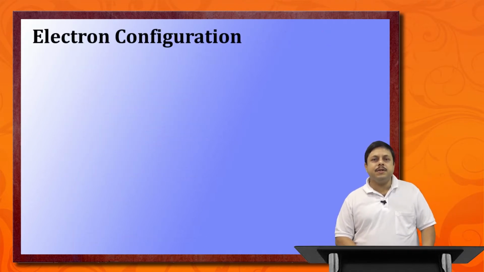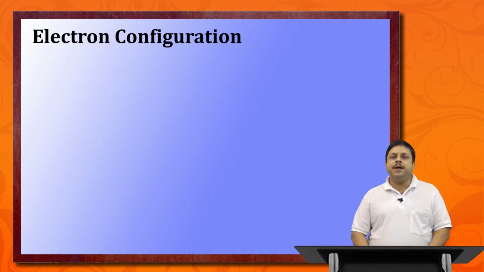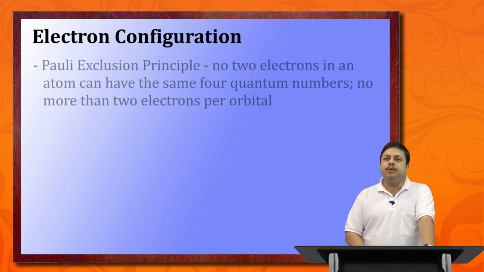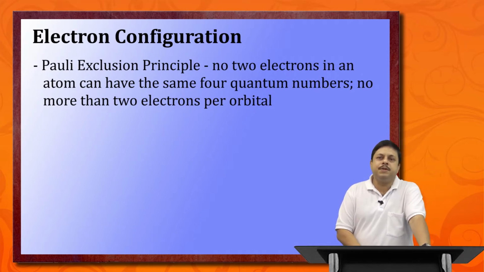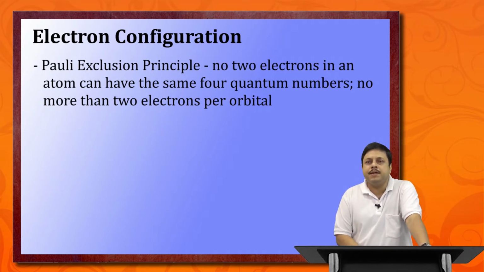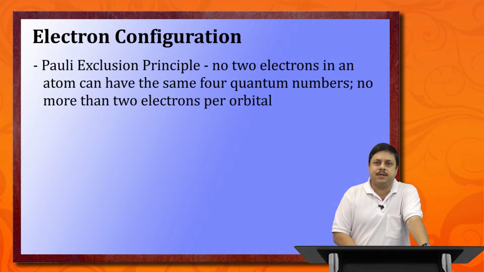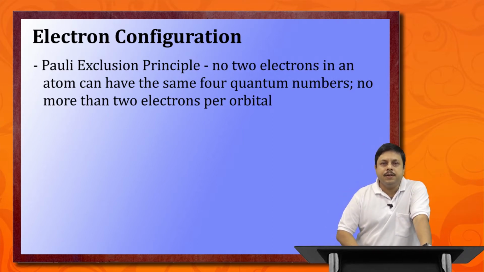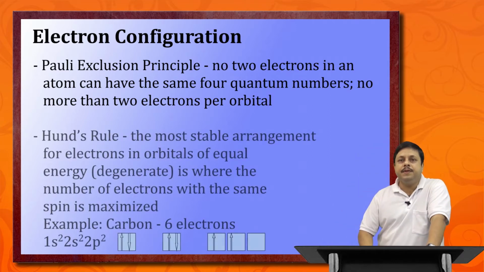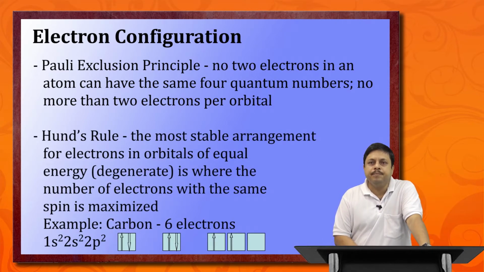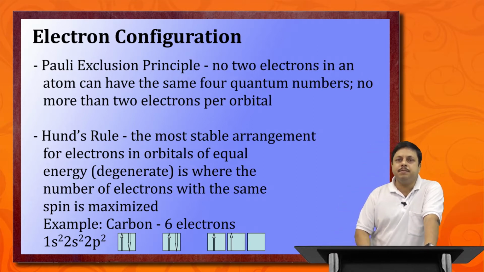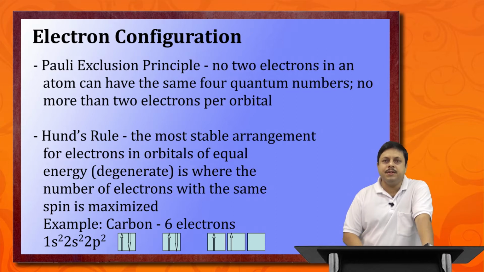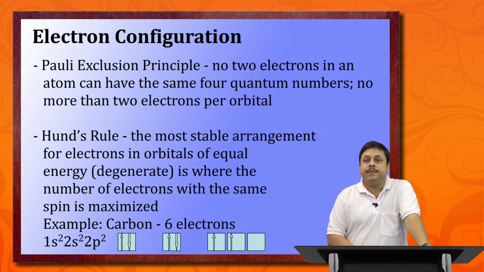And while filling up these electrons in these orbitals, we take into account a very important principle which is known as the Pauli exclusion principle. Pauli exclusion principle says that no 2 electrons in a particular atom can have all the 4 quantum numbers n, l, ml and ms to be equal, and there can be no more than 2 electrons in an orbital. Fine. So with this in force, and in addition, there is the Hund's rule of maximum multiplicity, that is the most stable arrangement for the electrons in orbitals of equal energy or in degenerate orbitals is where the electrons enjoy the maximum spin.